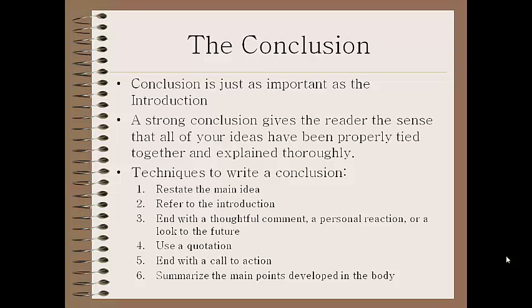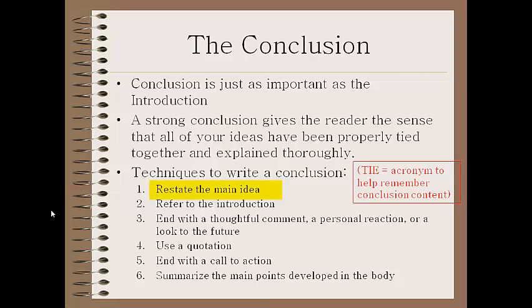One that I suggest, and it's probably the easiest, is to combine 3 of them with the word TIE. TIE is an acronym to help you remember what would be in your conclusion. The T would stand for restating your main idea or your thesis statement. The I would be restating the main ideas or summarizing the main points developed in your body. And the E would be a call to action. So you see that is a strategy where you can combine 3 of the 6.